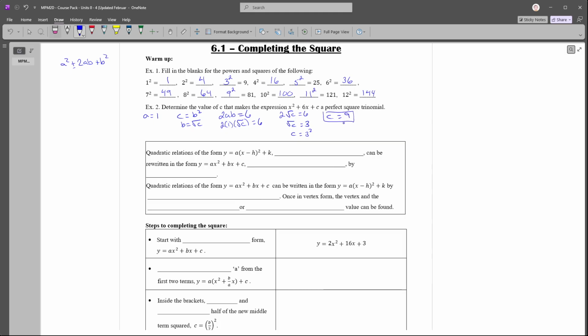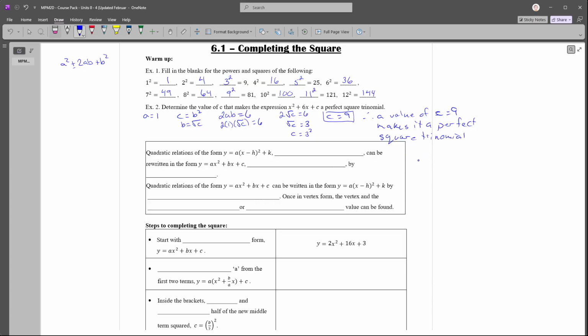Well, that's all we needed. So now we have our nice little therefore statement. So therefore, a value of c is equal to 9 makes it a perfect square trinomial. Now, the whole point of this is that it's going to lend itself right into our lesson today. But let's start off with a little bit of a refresher.